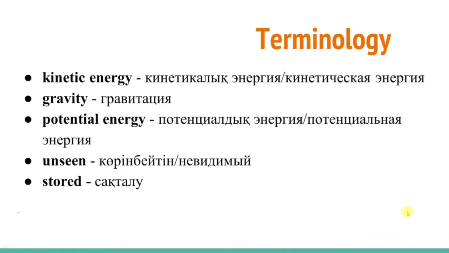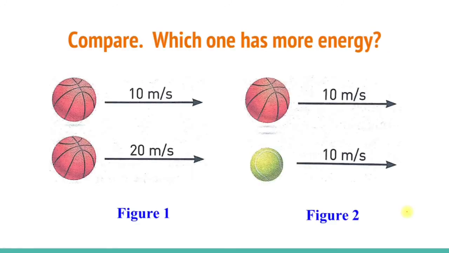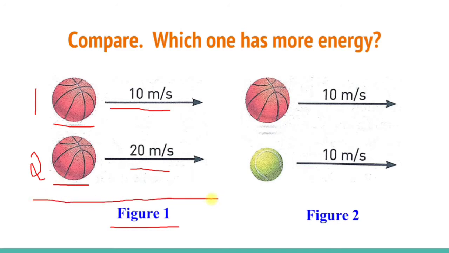So next is, compare which one has more energy. Салыстырамыз, қайсысында энергиясы жоғары. So first figure, you can see two same balls, but they have different velocities. First ball, second ball. So which one has more energy? Қайсысында энергиясы жоғары? So excellent. The second ball has more energy because it has more velocity than the first. Yes, so it depends on the speed. Жылдамдыққа бұл тәуелді болып тұр.